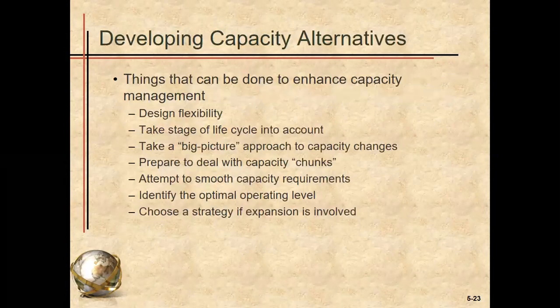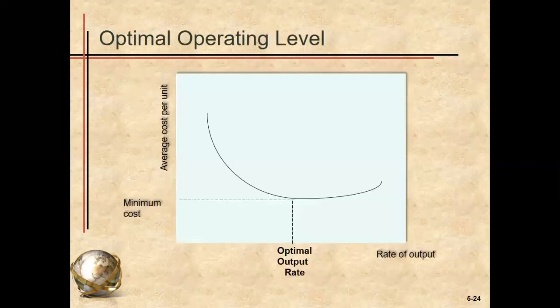Developing capacity alternatives is also important because there are things that can be done to enhance capacity management. It can be achieved by designing for flexibility, taking the stage of the life cycle into account, taking a big-picture approach to capacity change, preparing to deal with capacity chunks, attempting to smooth capacity requirements, identifying the optimal operating level, and choosing a strategy if expansion is involved.